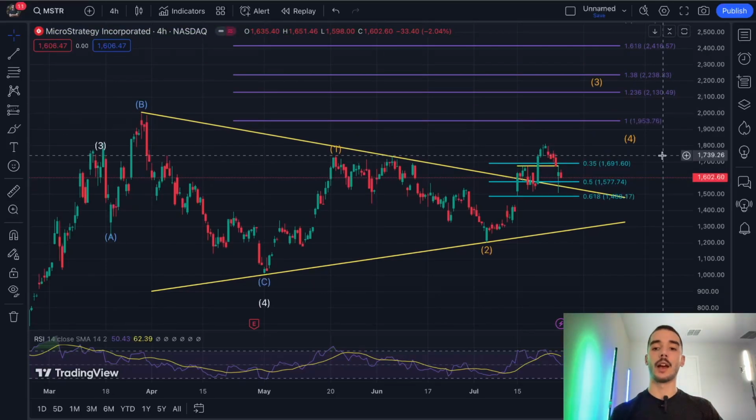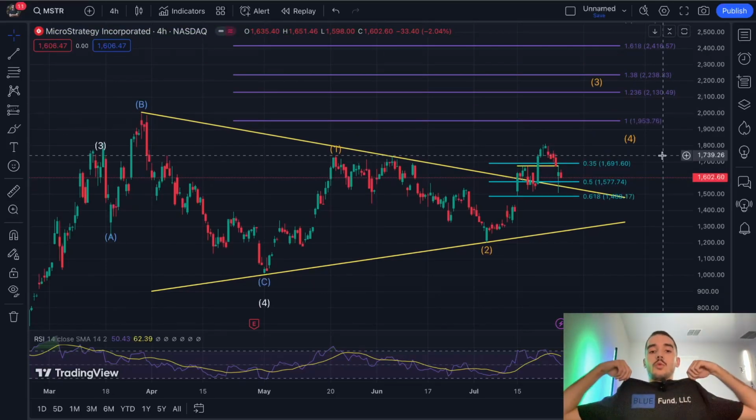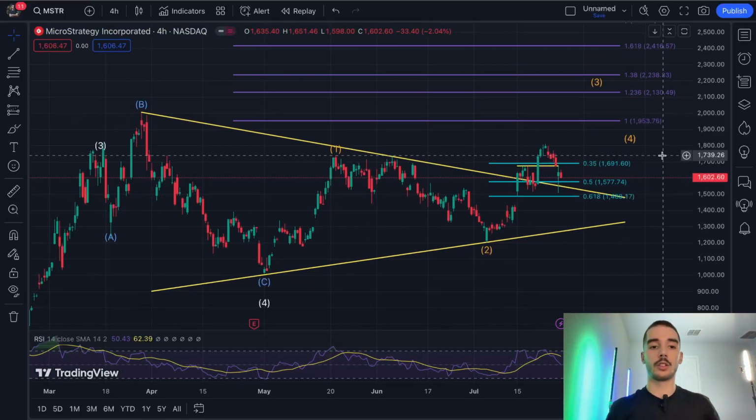Now, I got my Blue Fund T-shirt. Hope you guys saw that. Feels really nice. Got a fresh haircut, so I'm feeling good.